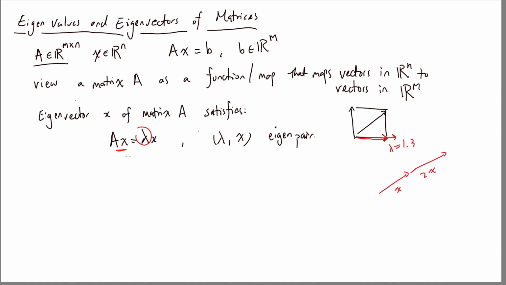So the effect of A on x is just to not change its direction, but to stretch it out or shrink it, right? So if lambda is less than 1, it shrinks it. If it's greater than 1, it elongates it.